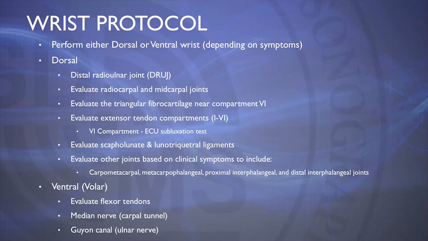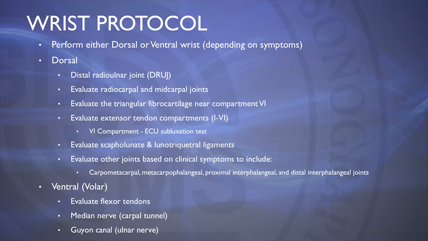Next is a wrist protocol kind of template. You may be asked to just perform either dorsal or ventral wrist, depending on the symptoms. Your institution may ask you to do the entire wrist, and if that's the case, you'll be doing both aspects. In the institution where I am at, when we're asked to do a wrist sonogram, it'll either be to do with the dorsal side or the ventral side, depending on symptoms.